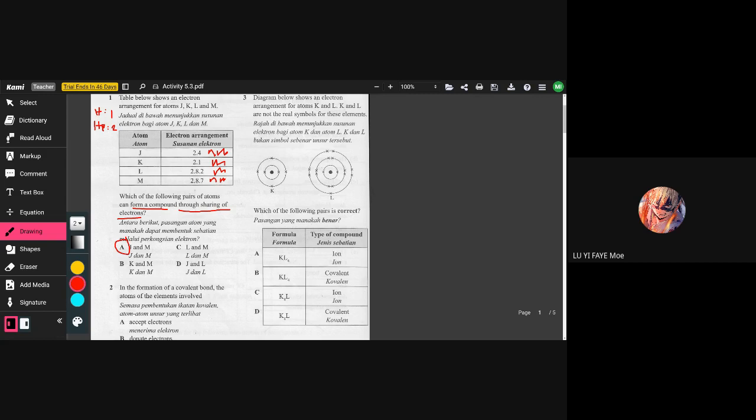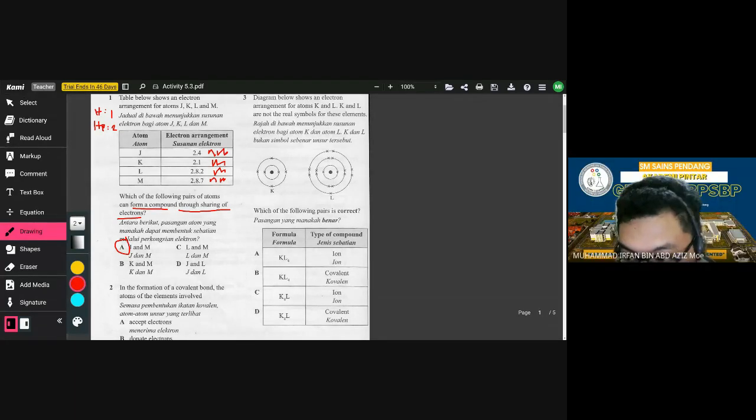Teacher, if I'm not wrong, is this for the Lewis structure? Is it supposed to be K in the middle and L on the outside? Yes lah. Oh, this is the same example as question 1. That's why I said I'll show you later in question 3. But for question 1, it's the same. So number 3 has the same element as question 1.